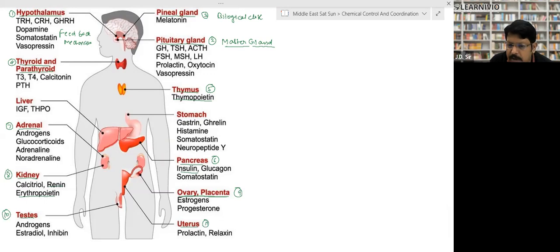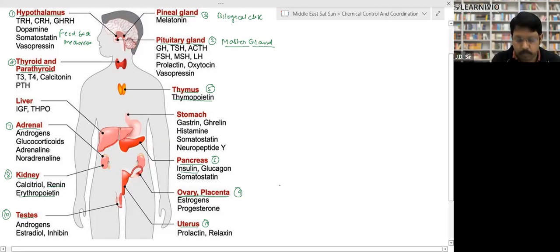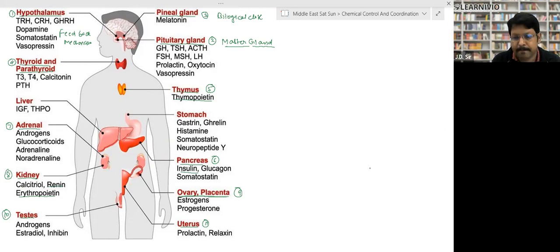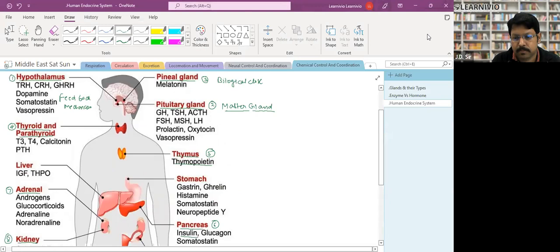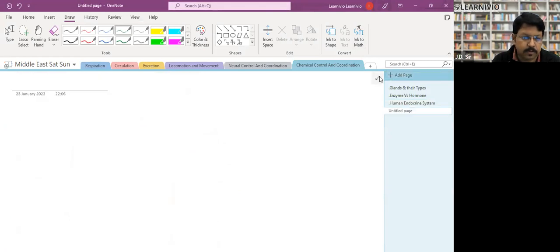Now I will start the glands, making you understand them one by one, and the sequence will be based on NCERT only, right? So put the first heading, hypothalamus gland. So the first gland is hypothalamus.